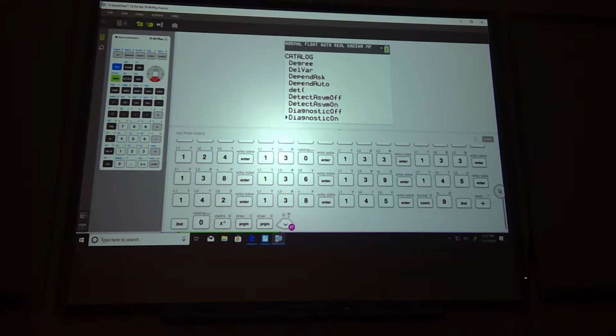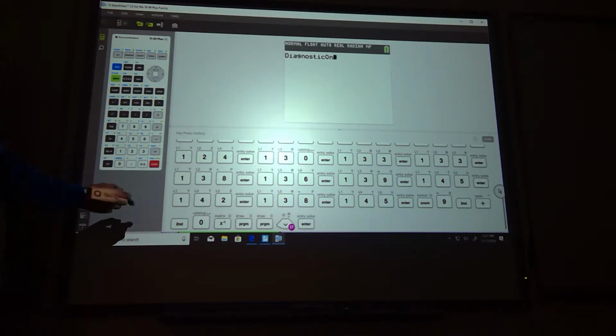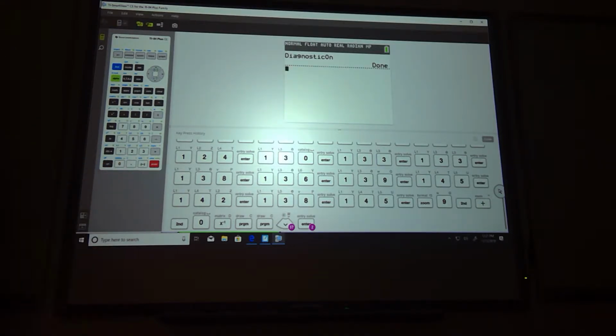Anyone still lost? So what I'm going to do is hit enter and then hit enter one more time. So it's going to look like that on my screen now. So you hit diagnostic on, so you hit enter, enter.